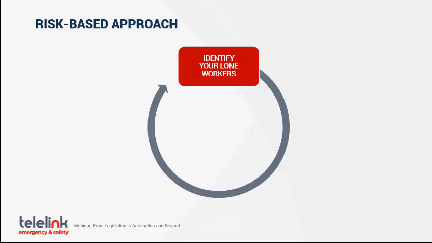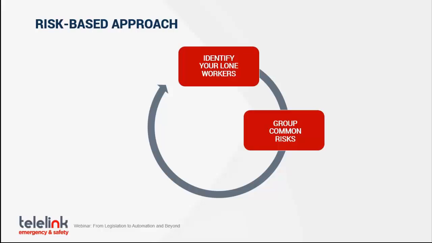But basically, you start by identifying your lone workers and your risks. So look at all of the different types of lone workers that you have, all of the different risks that they can face. The next step is really to group those risks, group all of the common risks together. And this is really going to form the basis of your procedure. So those common risks will be the minimum that all employees across the organization have to incorporate into their procedure.